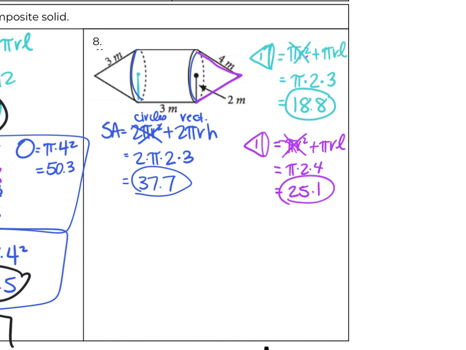Am I going to need to subtract anything out on this? No, because I already kind of did. I just didn't include it. So final step would be to add them up.